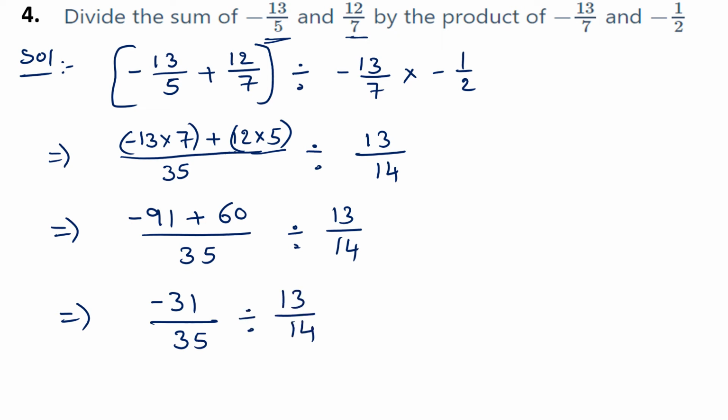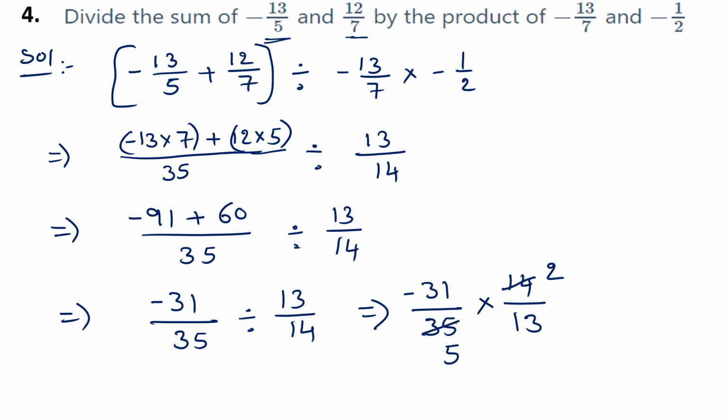So now we know how we can calculate the division, right? The right side fraction we should write as the reciprocal of that number. So now minus 31 by 35, we should write the division as multiplication. The reciprocal of 13 by 14 is 14 by 13. So cancel the two numbers, 14 and 35, by 7. 7 twos are 14 and 7 fives are 35.